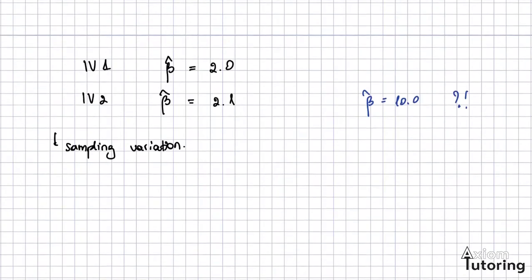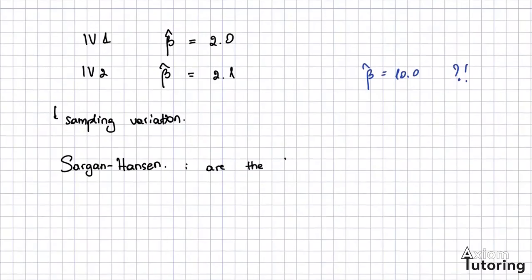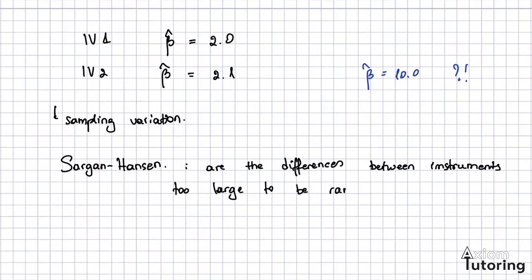Now, the Sargan Hansen test formalizes this intuition. It asks, are the differences between instruments too large to be random? And what the test actually asks here is basically, are the instruments collectively consistent with the model? Or more intuitively, are the instruments telling compatible stories about the beta 1? If yes, the test gives you supporting evidence for your IV strategy. If no, something in your instrument set is problematic.